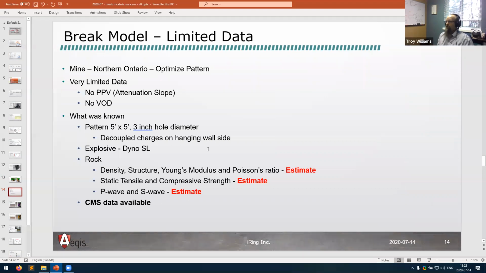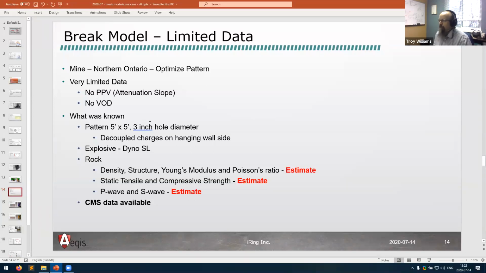This is another mine in Northern Ontario. They were quite happy with their blasting. They didn't really want to change that, but they wanted to know if they could change from a very expensive packaged product to a less expensive bulk emulsion. I said that the wrong way, my apologies. It was the packaged product they were using. They wanted to switch to the bulk emulsion, which was approximately half the cost.